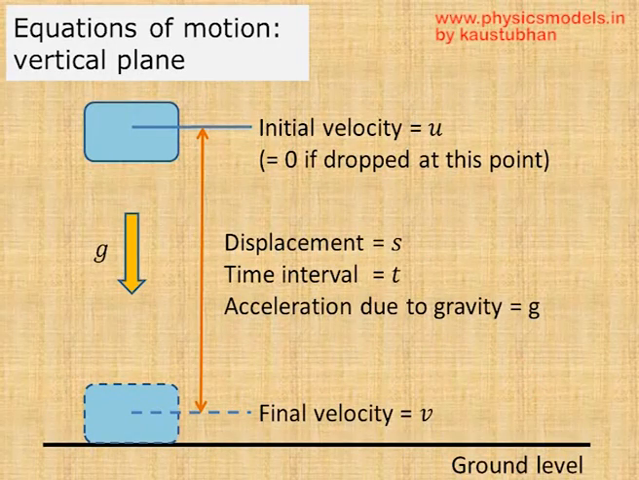Now we apply the same thing to a vertical plane motion. We have a block and the center line is marked. It's dropped, it's not thrown down, and it falls down as shown by the dotted line. And you can see that between the center of the block, top and bottom, the displacement is s, or the height h, and the time interval is t, and the acceleration is gravity.